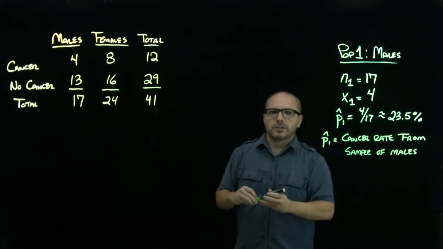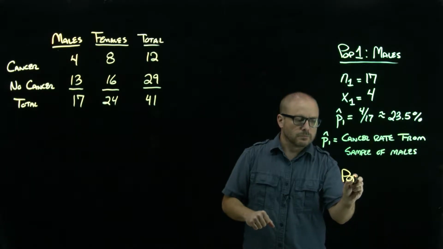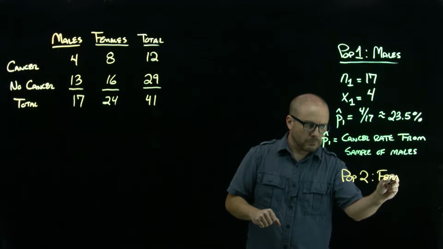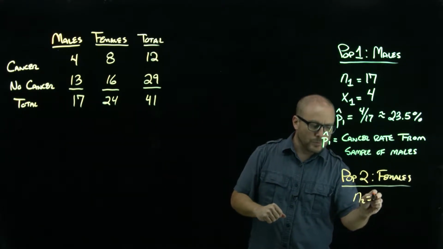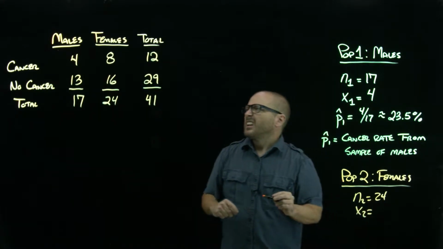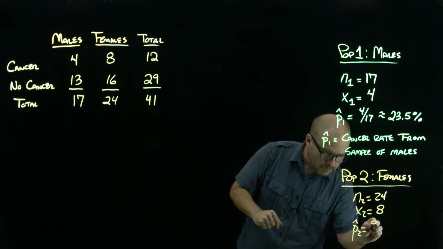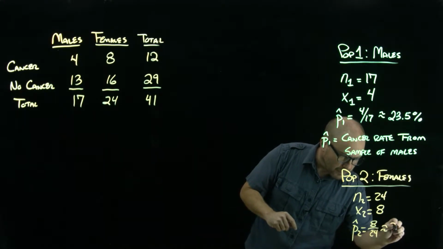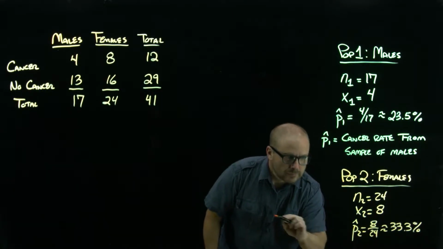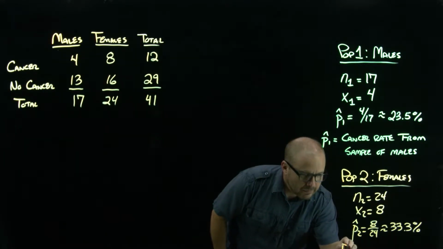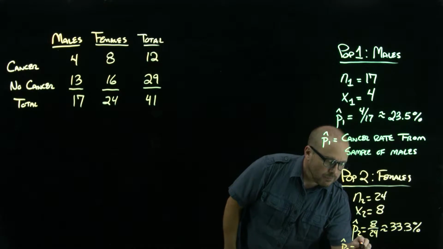And then likewise, population 2, females. We had a sample size of 24, so we'll call that n sub 2. We counted 8 cancer diagnoses, so that's our x sub 2, and our p hat sub 2 is 8 out of 24, or 33.3%. And so p hat 2 is going to be cancer rate females.